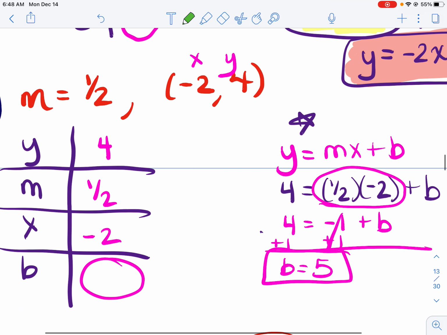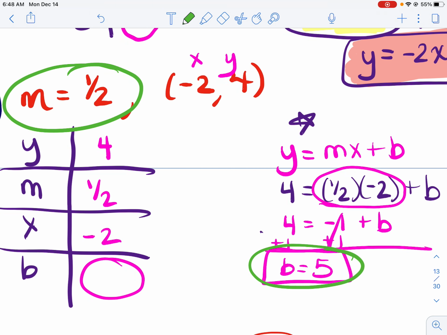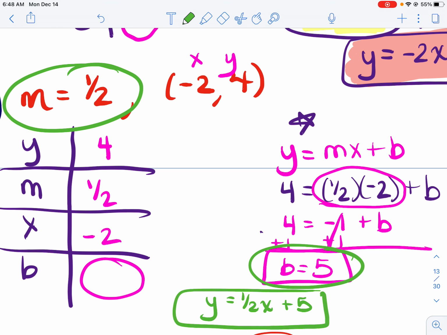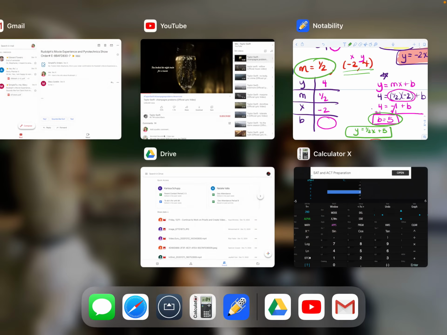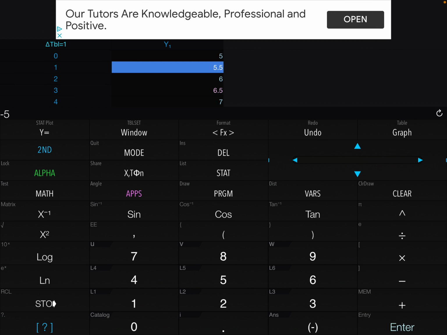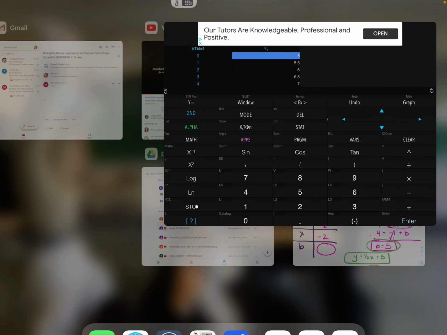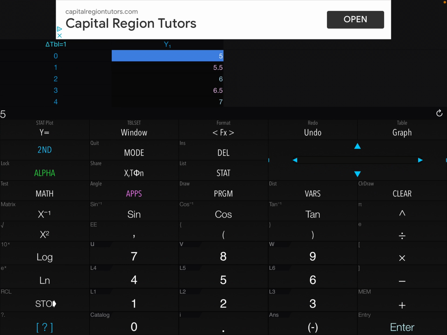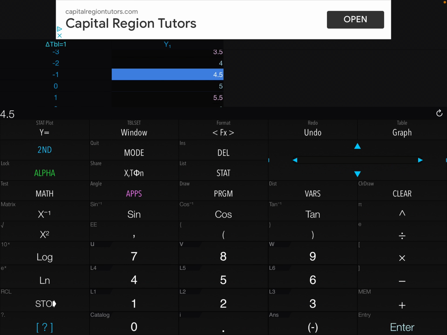So remember, here's our m. We just found our b. y equals 1/2 x plus 5. And again, I'm going to check and make sure that (-2, 4) is on this line. So I'm going to go to y equals, clear out what I have, enter 1/2 x plus 5, second table. And then I want to check which point we said. -2, 4. Oops, I've got to go this way. Good, and -2, 4 is on it, so we got it.